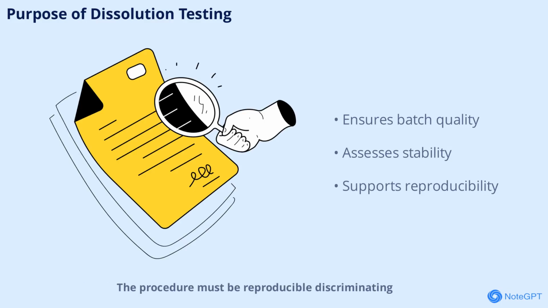The procedure must be reproducible, discriminating, and rugged enough to handle variability in formulations. Additionally, it should be transferable between labs and have low variability in results. These qualities make dissolution testing a cornerstone of quality assurance in drug manufacturing.